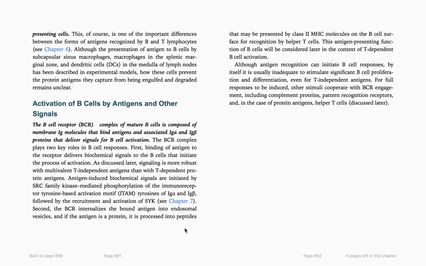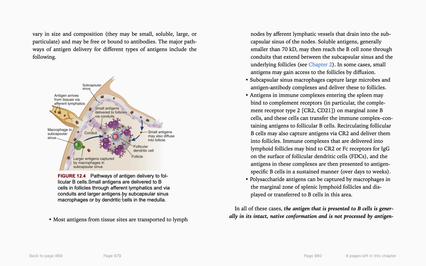So before we go further, let us see the diagram here. The pathway for antigen delivery to the follicular B cells. Small antigens are delivered to B cells in follicles through afferent lymphatics and via conduits, and large antigens by subcapsular sinus macrophages or by dendritic cells in the medulla.